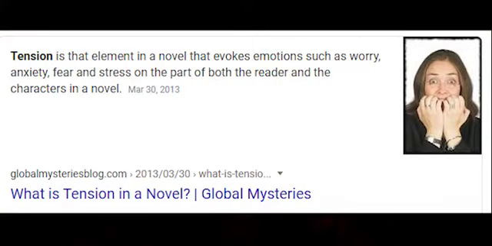According to globalmysteriesblog.com, tension is that element in a novel that evokes emotions such as worry, anxiety, fear, and stress on the part of both the reader and the character in a novel.